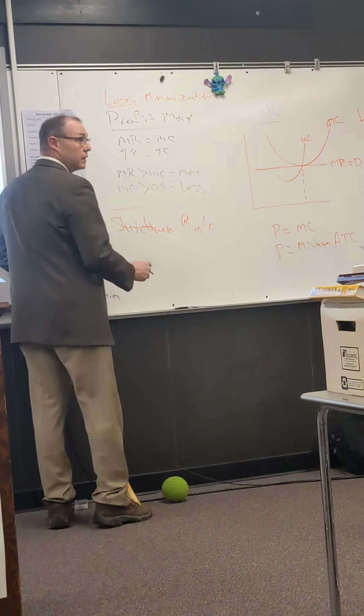MR is equal to MC. So you can calculate your losses, okay? All we're going to do here is look at what the average total cost of producing the item is: 91.67, and the price you're getting is $81. You've got a problem. Your average total cost of producing the item is 91.67, but you're only getting 81. So are you operating at a loss?